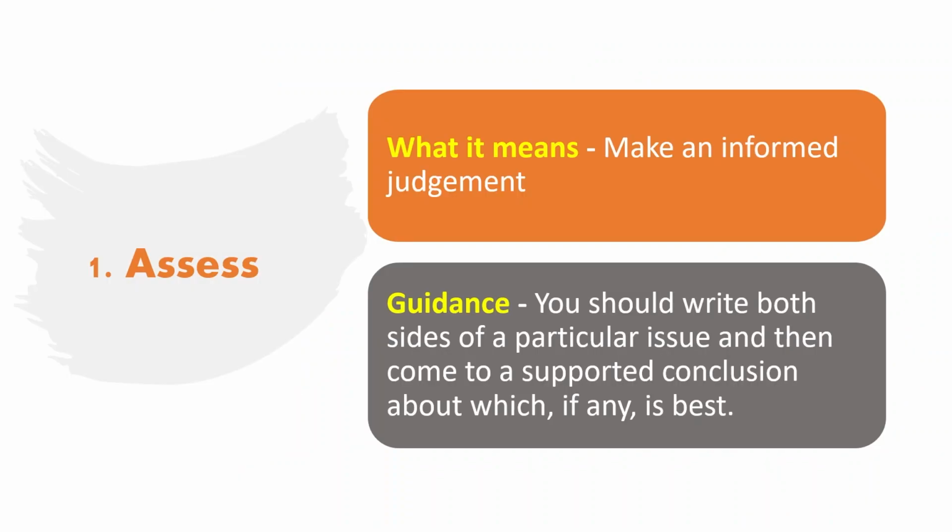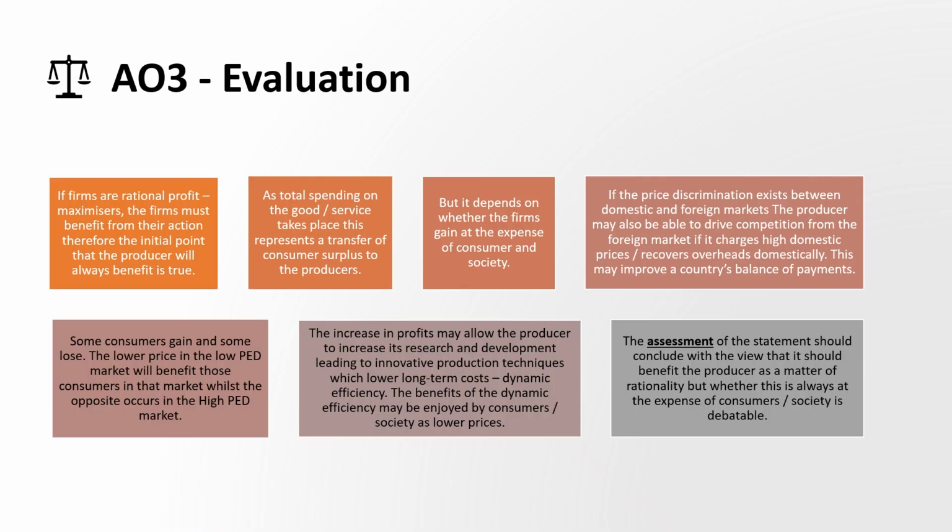Let us go back to our command word assess. Make an informed judgment. As a matter of rationality, this statement makes sense that the producer would always benefit. It's a true statement. Here you are making an informed judgment. Now, the guidance says that to assess means that we should look at both the pros and cons and then come to a supported conclusion. So, it means we need to evaluate this properly.